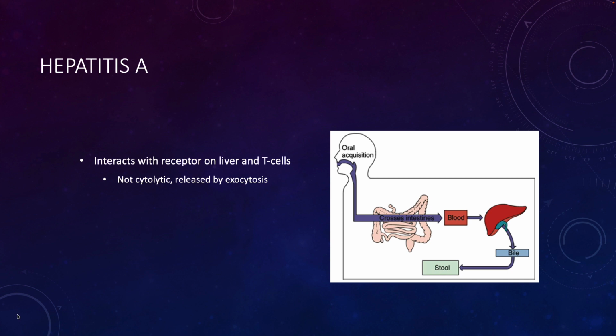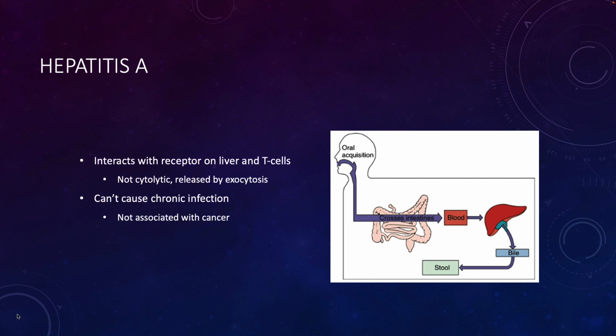As you might imagine, because this is called hepatitis, it infects the liver. So it has receptors on the liver and on T cells. Unlike a lot of naked viruses, it isn't cytolytic. It's actually released by exocytosis.